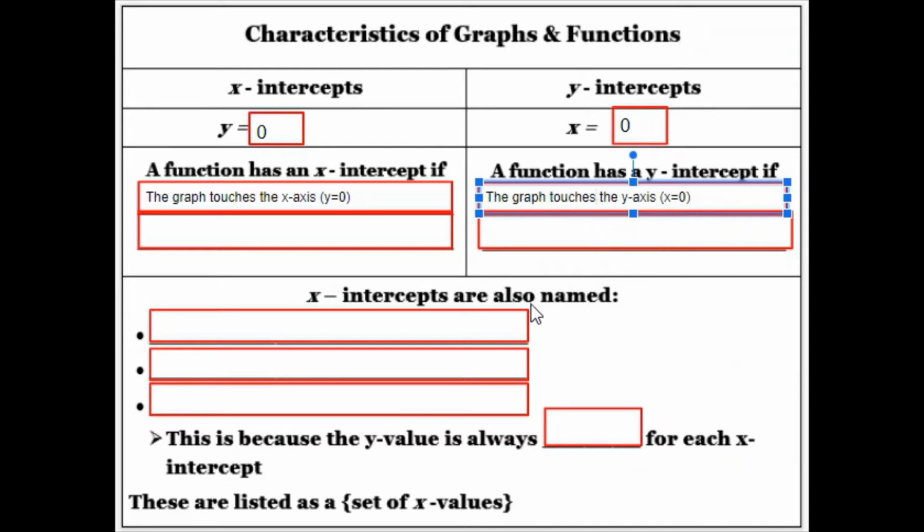Well, x-intercepts are really important in graphs, so they have some other names. X-intercepts are also called roots, solutions, and zeros. The reason they're called zeros is because the y value is always 0 for x-intercepts. And these are listed as a set of values. So if you're asked for the zeros, then you just give a list of the x values on your x-intercept. The x values that make y 0. That's what they're looking for. All right, let's move on to the next slide.